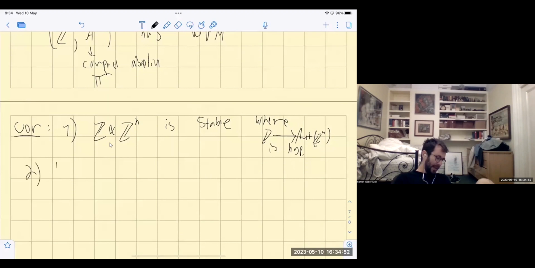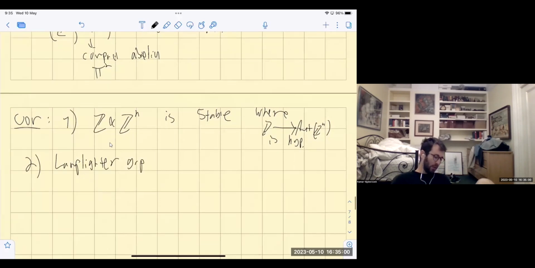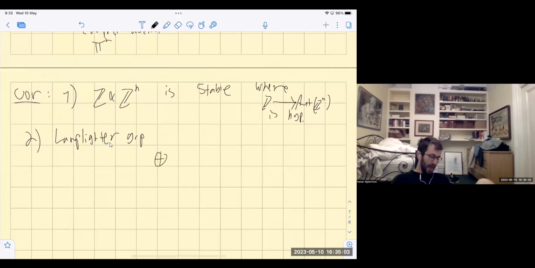Another example is the Lamplighter group. The Lamplighter group is a quite interesting group. I don't know if you've seen it before. It is the wreath product of two groups. So basically what you do is you take an infinite direct sum of this finite group, Z/2, and Z acts on it by shift. So I can form the semi-direct product. This is called the Lamplighter group.